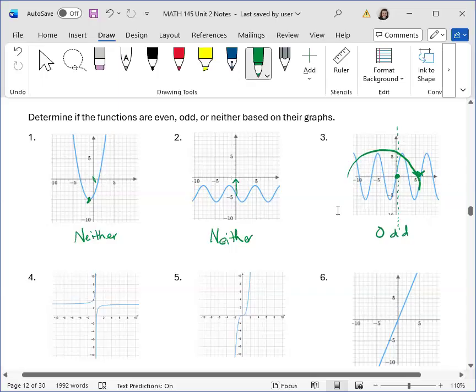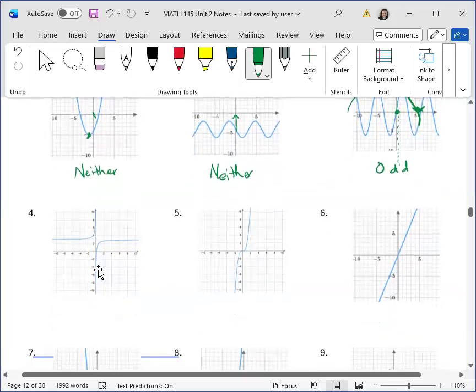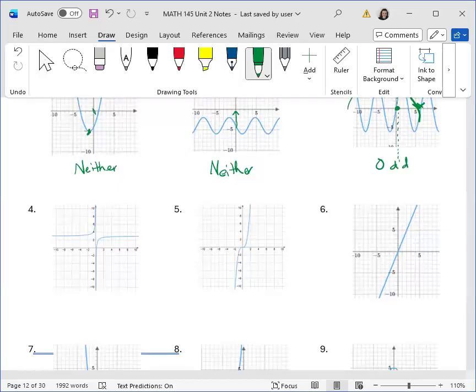All right, number 4. Again, the way that it is right now is going to be neither. If I were to fold on the y-axis, the left side is not going to match up with the right. And if I were to rotate that around the origin, it is not odd as well. So that left-hand side would not match up with the right-hand side. It looks like it's been shifted up maybe 3 units. If I were to shift that down 3 units, it would be odd around the origin. But the way that it's graphed right now, this is another neither.